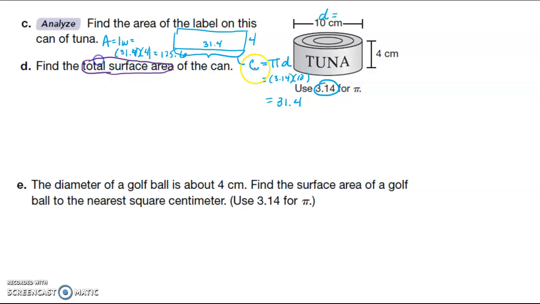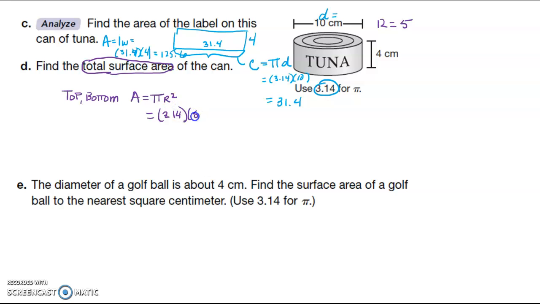Okay, so I've already found the surface area of the outside here. I just need to find the surface area of the top and the bottom. So I know that the top and the bottom are circles, and the area of a circle is pi r squared. So r is equal to 5, you know, half of 10. So I'm going to plug that in.